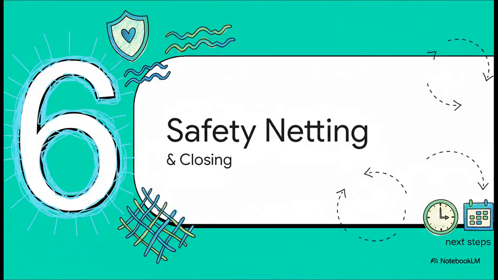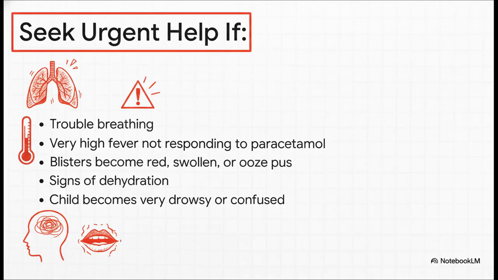We're in the home stretch. The final part is closing the consultation properly with clear safety netting advice. Your safety netting advice has to be specific, no vague instructions. Give them a clear list of warning signs that mean they need to seek help immediately. Things like trouble breathing, a very high fever that isn't coming down with paracetamol, signs of skin infection, or if the child becomes unusually sleepy or confused. This empowers the parent and keeps the child safe.